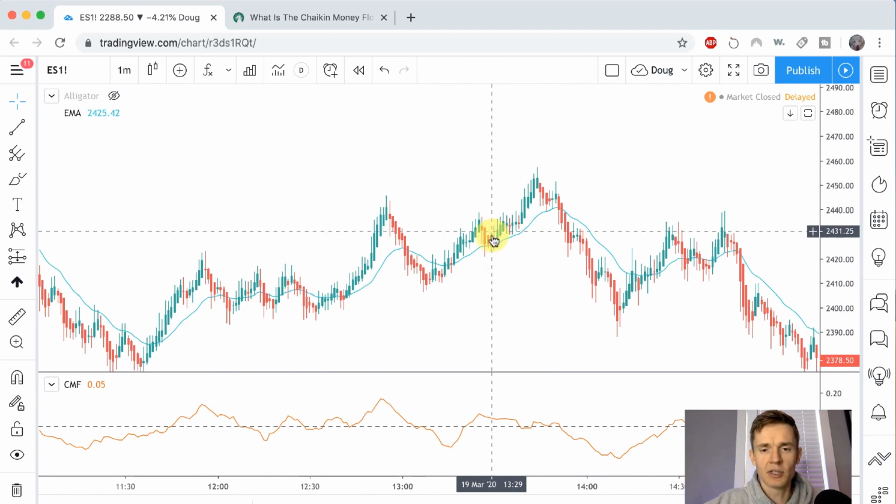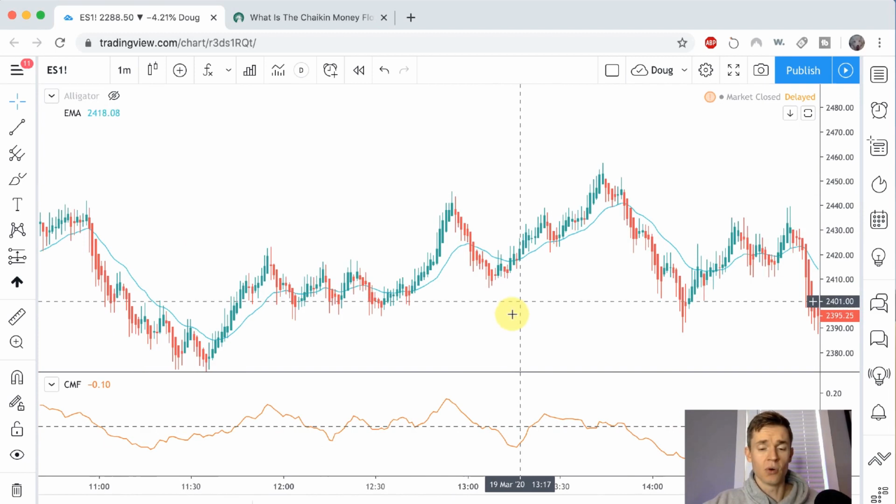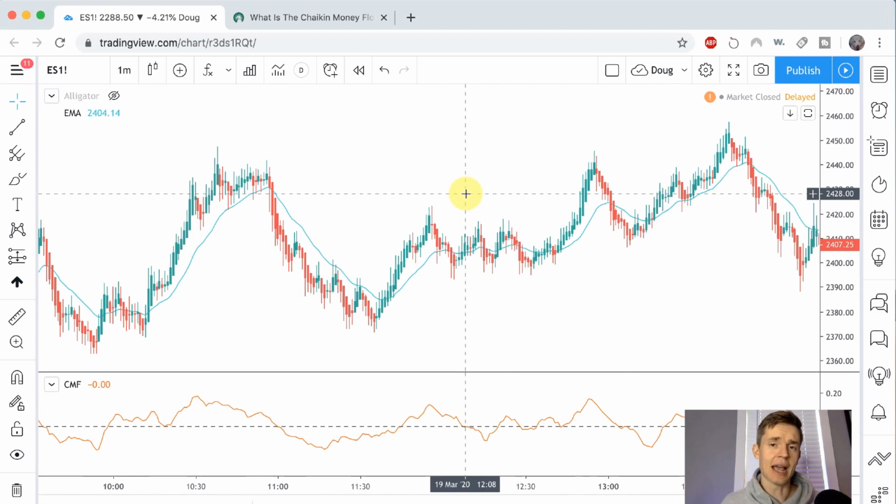So as you can see, it depends, of course, as every indicator and as every strategy does, on what kind of price action is going on throughout the day. So I'm not saying this particular strategy is going to make you a millionaire or anything, but it is something to look at. I actually was kind of surprised at how much I liked the money flow.